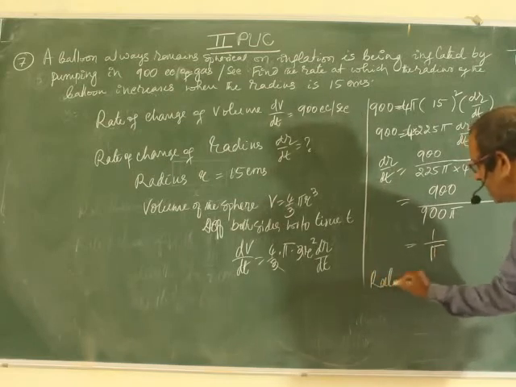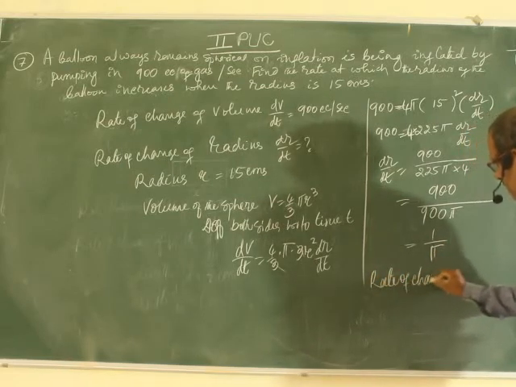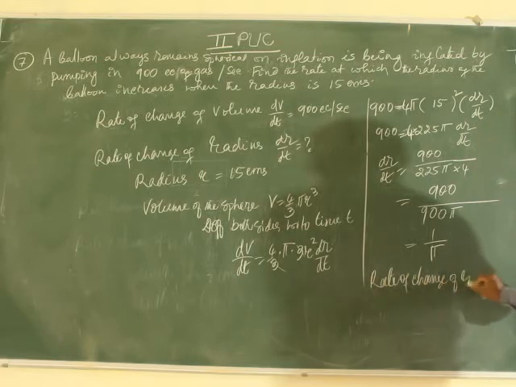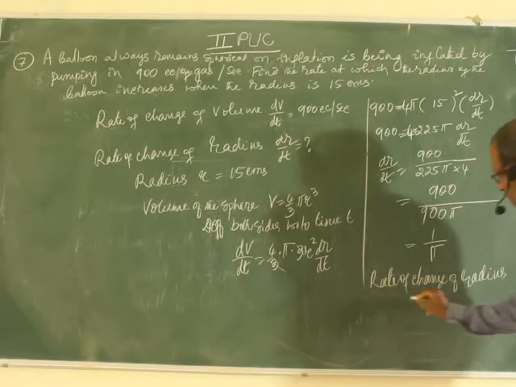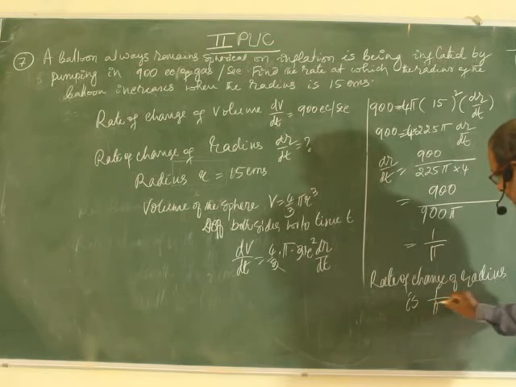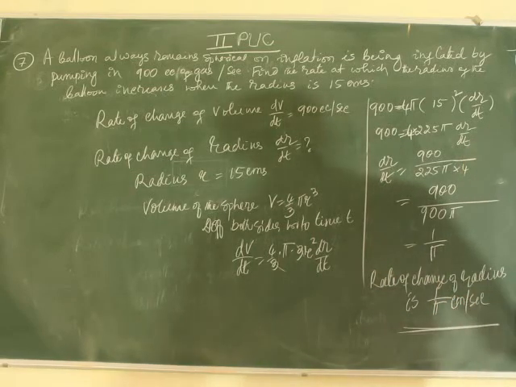So the rate of change of radius is 1 by pi centimeter per second.